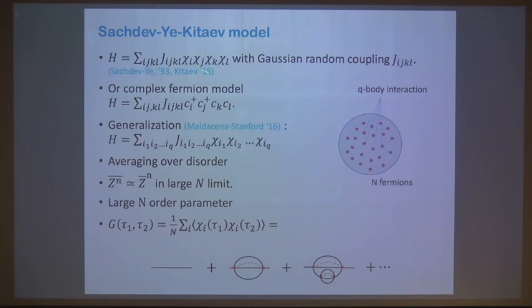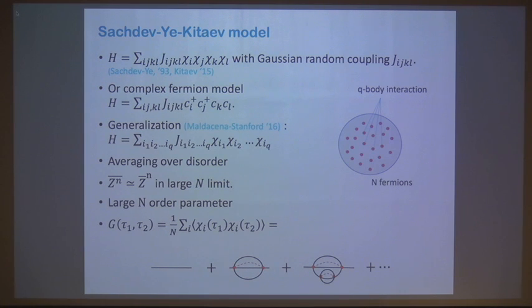So the corresponding theory that's approximately dual to this gravity is the SYK model. It was proposed a long time ago by Sachdev and Ye, but related to holography in a modified version by Alexei Kitaev. So the model has a simple and well-defined Hamiltonian, which describes interacting Majorana fermions.